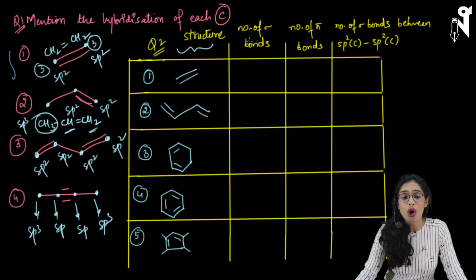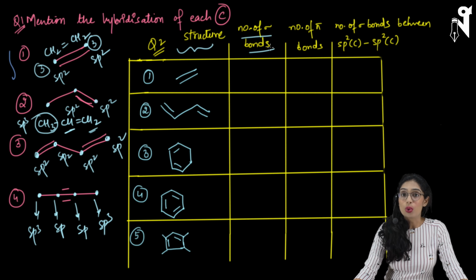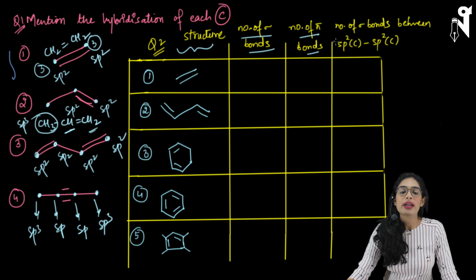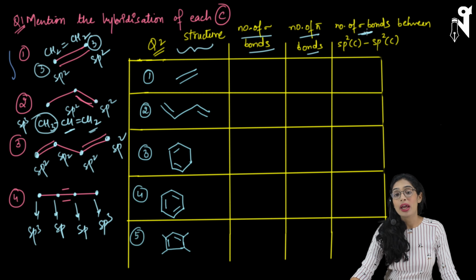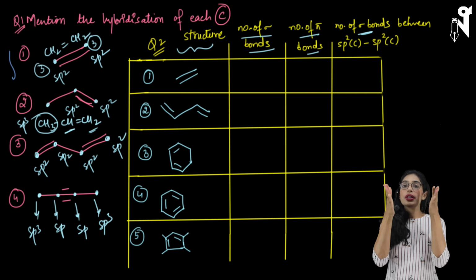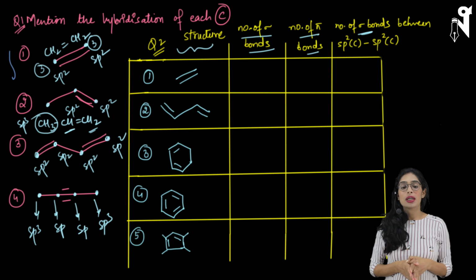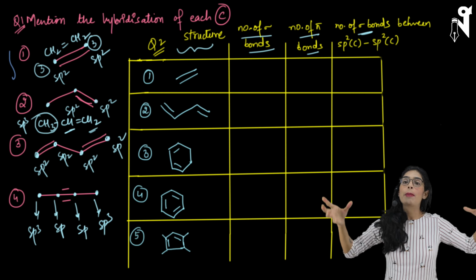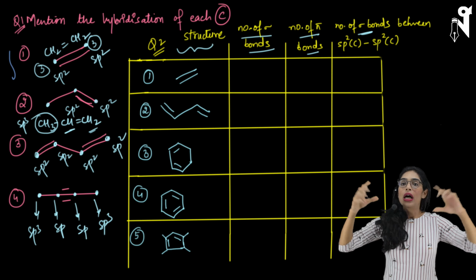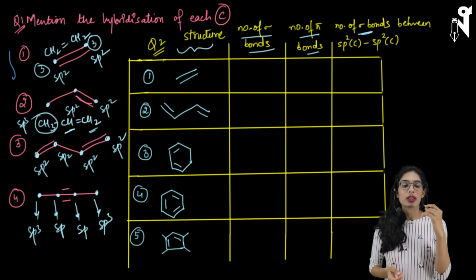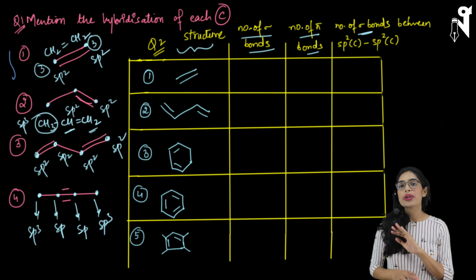First of all, you have to find out how many sigma bonds are there in total. Then you have to find out how many pi bonds are there in total. Then you have to find out how many sigma bonds are there between sp2 hybridized carbons. So in the pair of 2 sp2 hybridized carbons, how many sigma bonds are present? That is what you have to count. There can be multiple pairs of sp2 hybridized carbons. How many sigma bonds are there in total? That is what you have to find out.